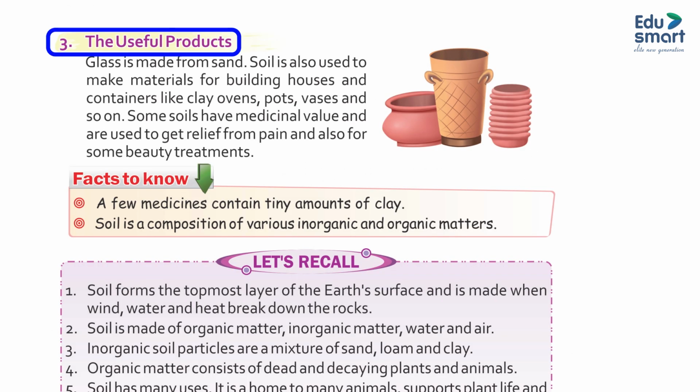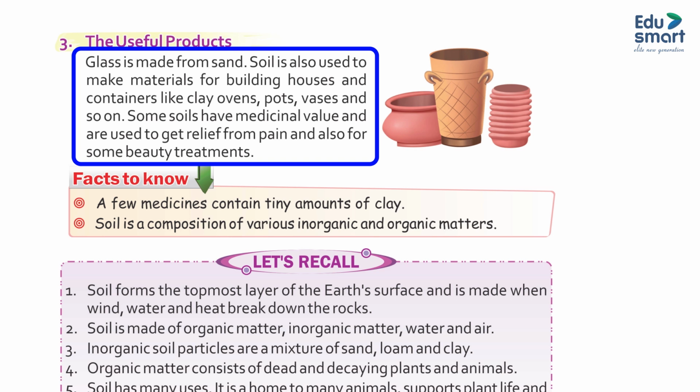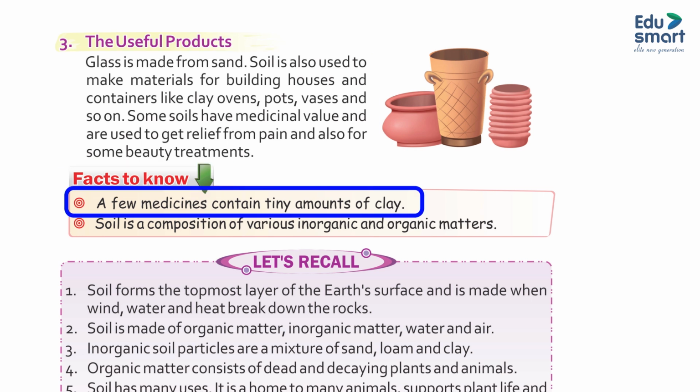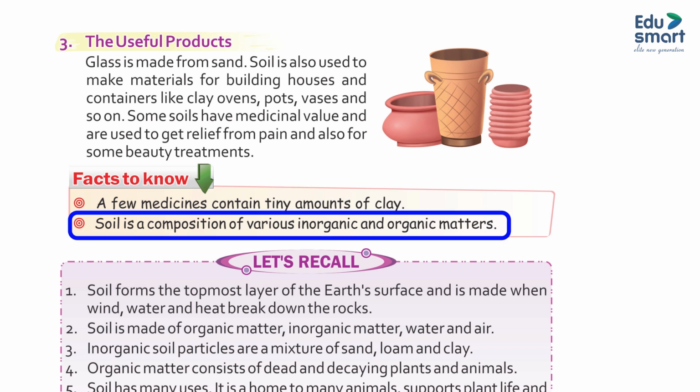3. The useful product. Glass is made from sand. Soil is also used to make material for building houses and containers like clay ovens, pots, vases, and so on. Some soil have medicinal value and are used to get relief from pain and also for some beauty treatments. Facts you know: a few medicines contain tiny amounts of clay. Soil is a composition of various inorganic and organic matters.